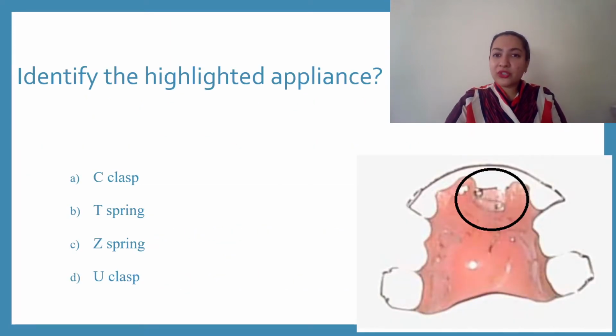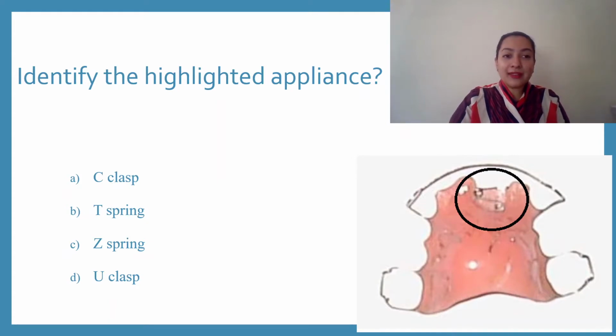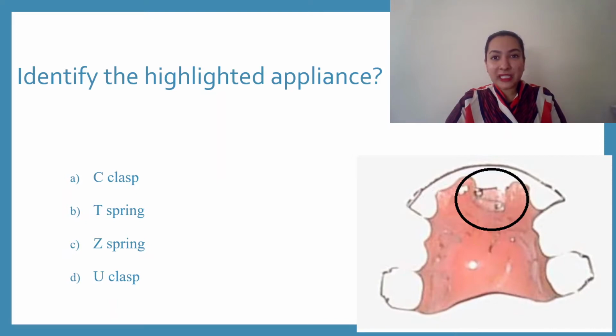The first question which we have is identify the highlighted appliance. So here you can see that a removable appliance is given and there's an appliance which is highlighted in black. So you have to identify that appliance. Okay, so whether it is a C-clasp. No, it is not a C-clasp. We all know how a C-clasp is there and it engages into the embrasure area. T-spring. No, it is not a T-spring. The design of T-spring is different. Although it is used in palatal surfaces, palatal regions, it is mainly for buccal displacement of a tooth.